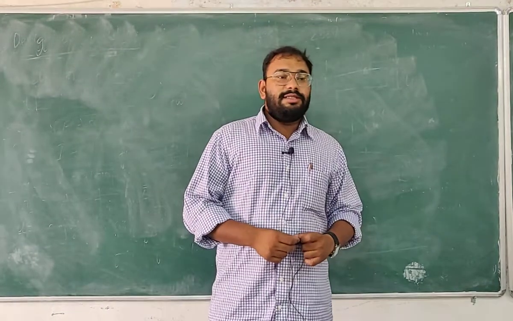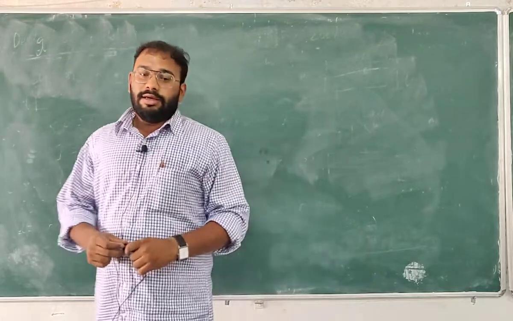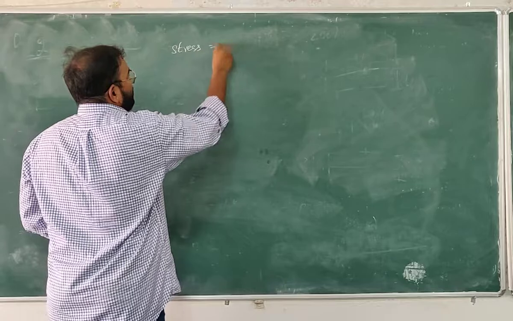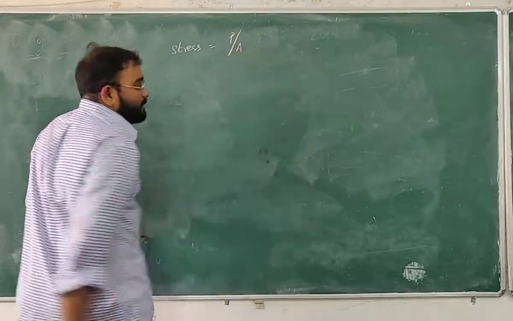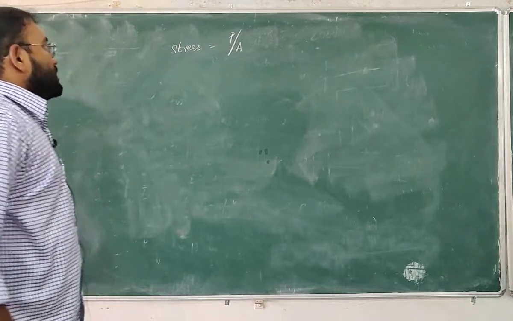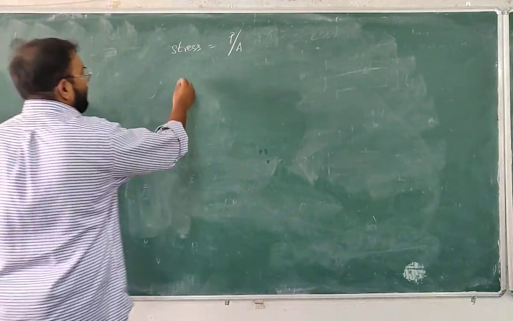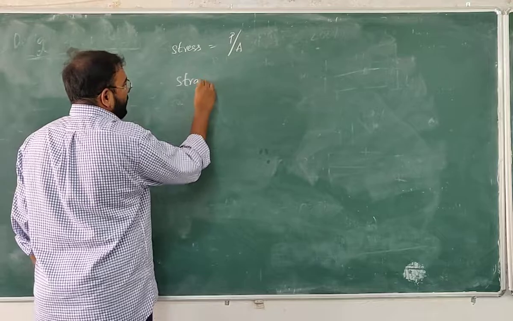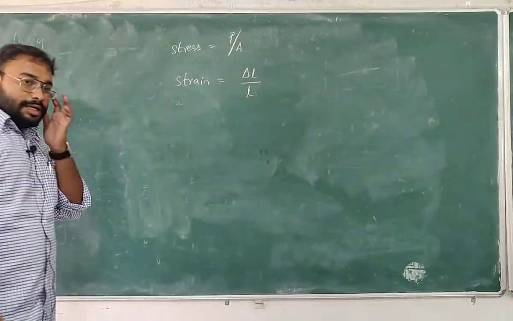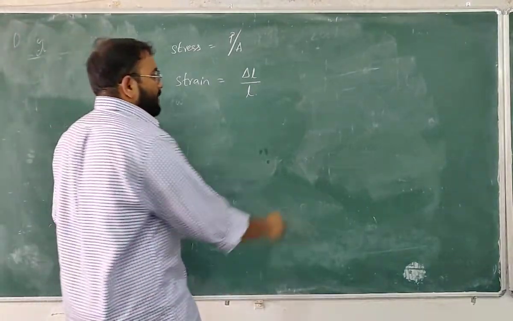In the previous class we have been discussing stress and strain. If you remember, we have defined stress. What do we mean by stress? Load acting per unit area. Okay, load acting per unit area is defined as stress. Similarly, what was strain? Strain was change in length by original length, delta L by capital L.